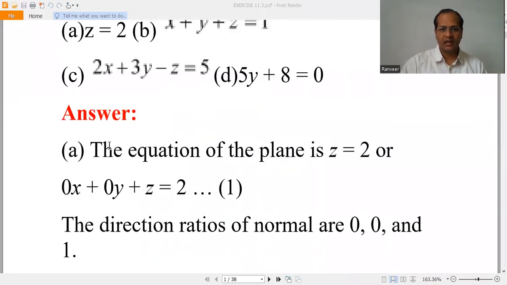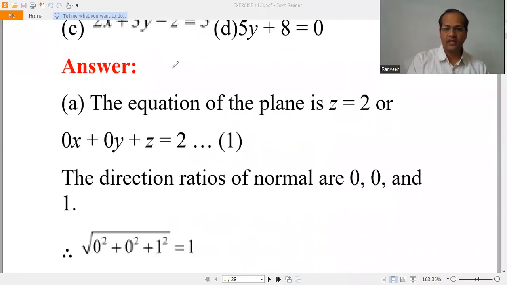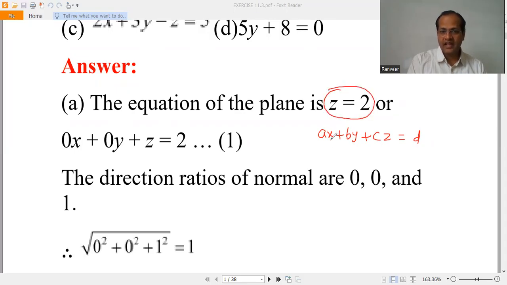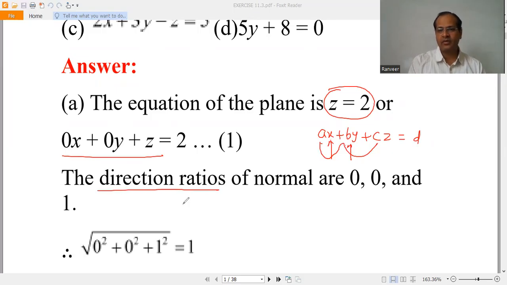Now, first of all, we know the equation of the plane is AX plus BY plus CZ equal to D. This is the equation of the plane. Now, z equal to 2 means the coefficient of x is 0, y is 0 and z equal to 2. This we can write. Now in this, A, B, C, this is A, this is B and this is C. This is nothing but the direction ratio of the given plane.